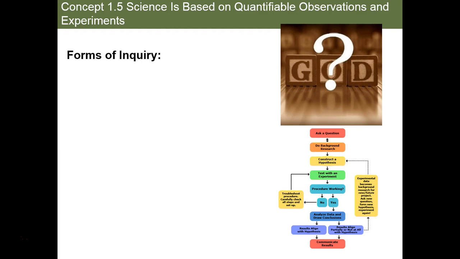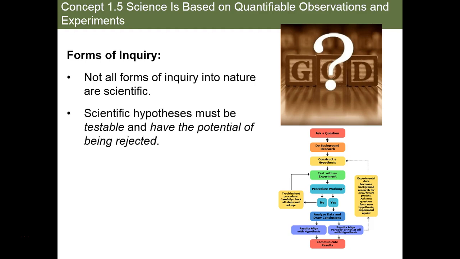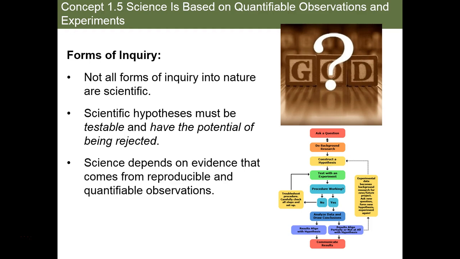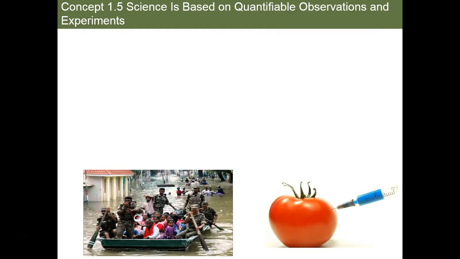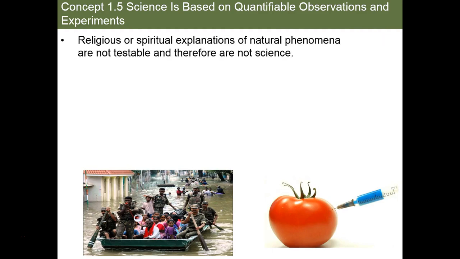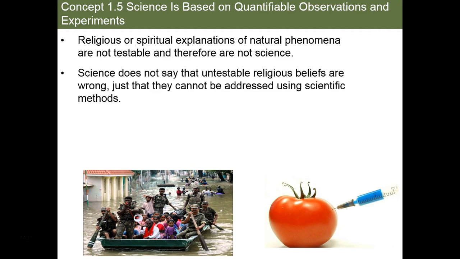The next few slides are going to look at what science inquiry can and cannot do. Not all forms of inquiry into nature are scientific. In order to be a hypothesis, it must be testable and have the potential to be rejected. Science depends on evidence that is quantifiable and reproducible. Religious or spiritual explanations of natural phenomena are not testable and therefore are not science.